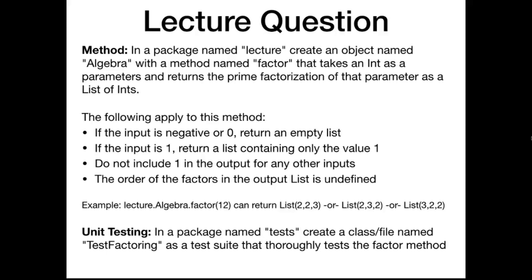So for example, if we want to factor 12, we have to return the primes 2, 2, and 3 in a list. But that list can be in any order. We're not specifying the order of the factorization that's returned.